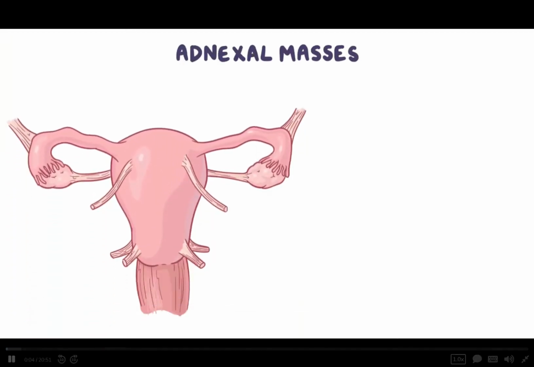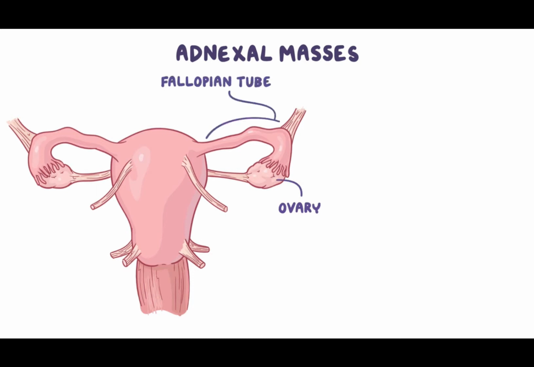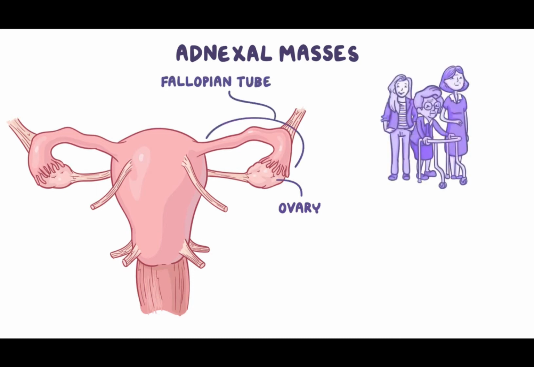Adnexal masses can affect the ovary or the fallopian tube. They can develop in females of all ages, and can be discovered incidentally during a pelvic ultrasound, or when they cause symptoms like pain or pressure on the affected side.